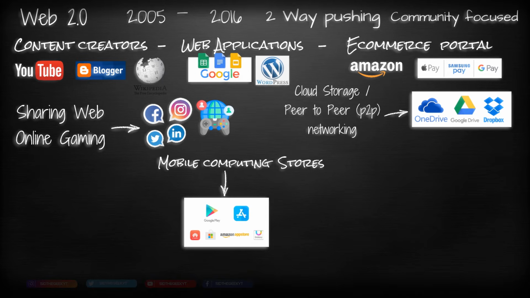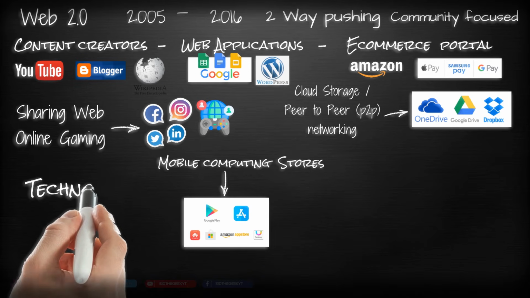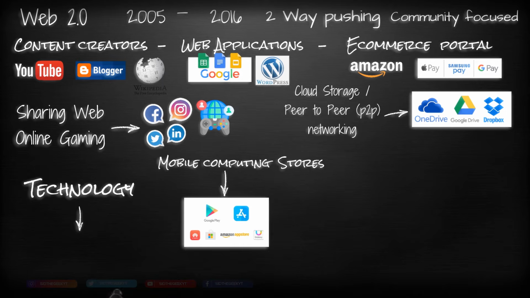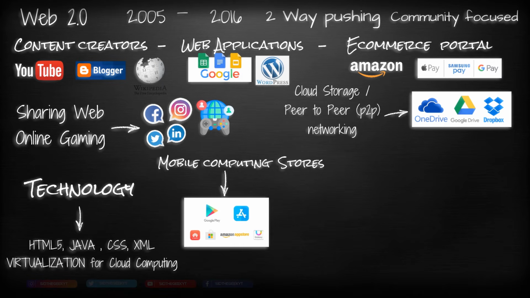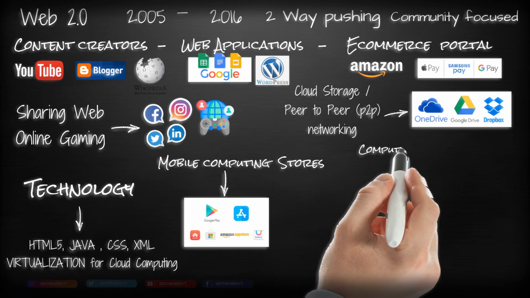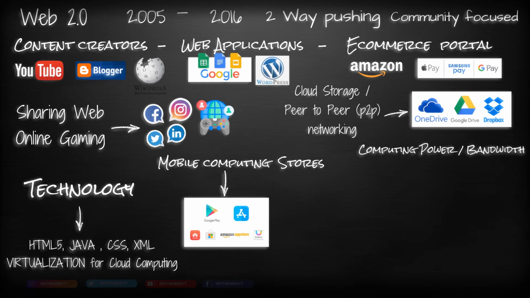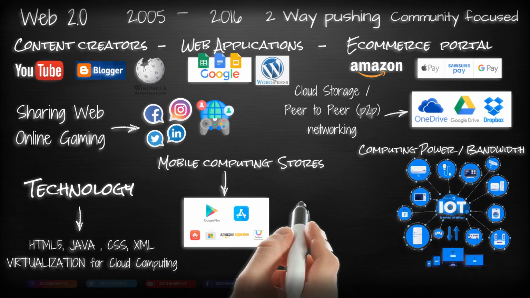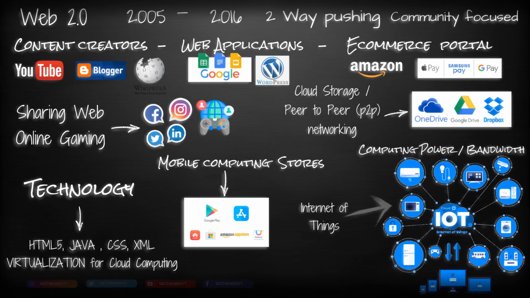Some examples of underlying technology that is used in Web 2 are HTML5, Java, CSS, XML, virtualization for cloud computing. Web 2.0 has dramatically evolved and transformed the capabilities of how the interrelated computer devices and digital appliances work with the evolution of Internet of Things, which is also part of Web 3. Gigabytes per second of bandwidth was achieved, and 4G came into mobile broadband for mobile Web 2.